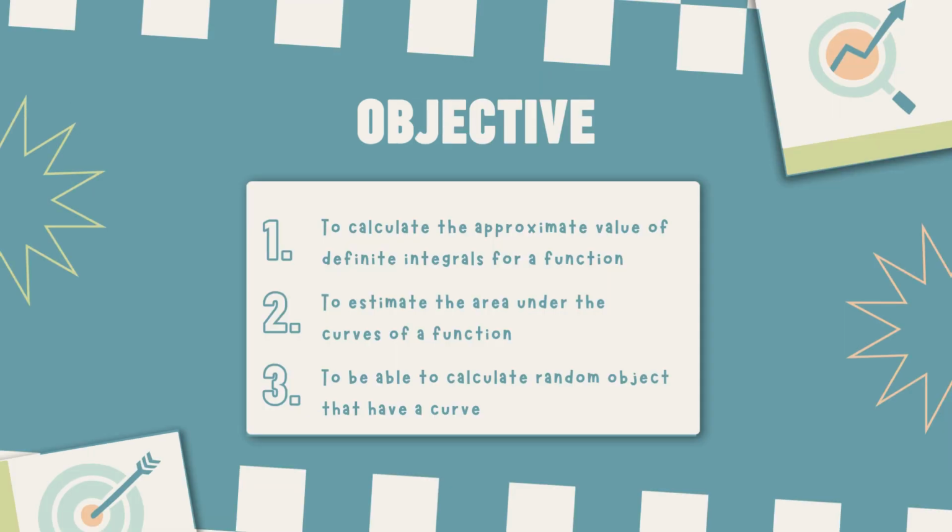The primary objective of this group project is to calculate the approximate value of the definite integral for a function. Secondly, to estimate the area under the curve of a function. And lastly, to be able to calculate the area of random objects that have a curve.